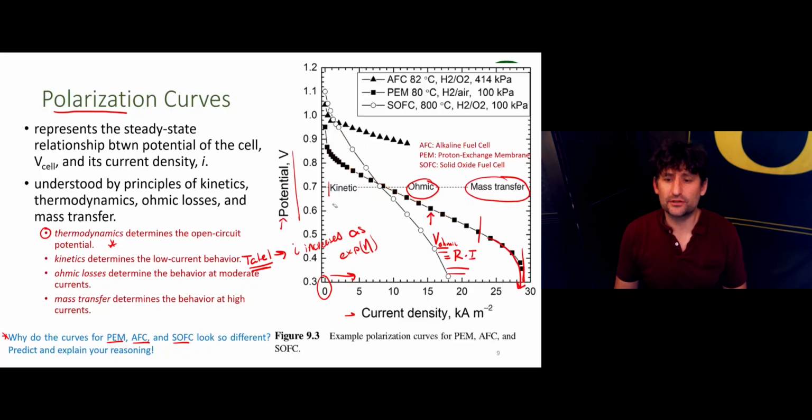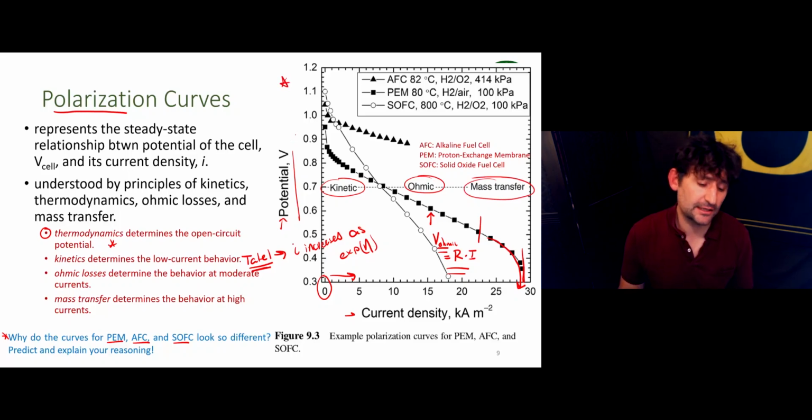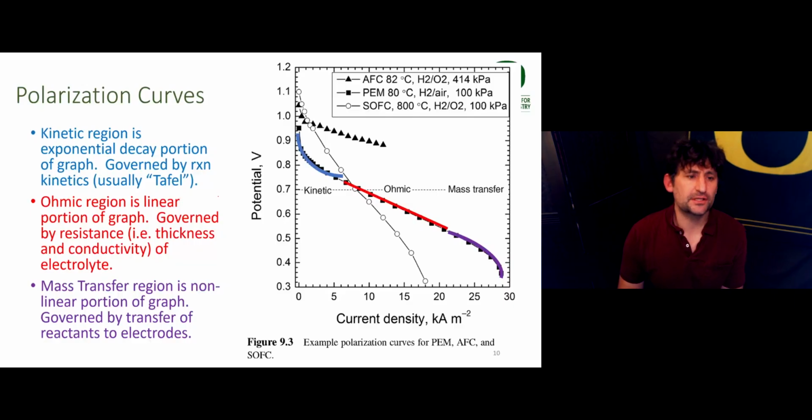Each of these technologies are different, and you can think about why these different processes limit the technologies in different ways. Understanding this plot is going to be very important for your understanding of fuel cell and many electrochemical systems. So I encourage you to spend some time making sure you understand very well exactly the meaning of the open circuit voltage, the kinetic curved part of the cell, the linear part, and the mass transfer limited component of the polarization curve. Here's a more explicit breakdown.